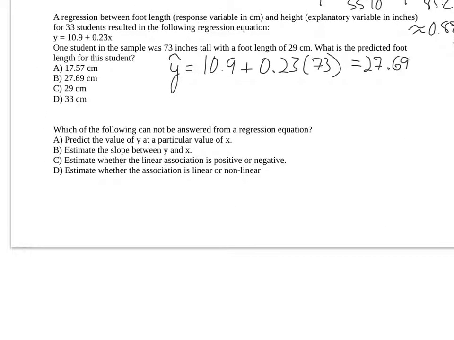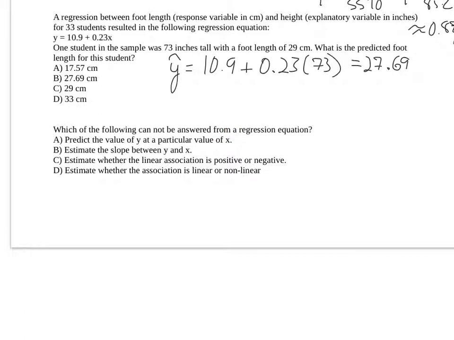Alright, and finally, which of the following cannot be answered from a regression equation? Remember, something like this. Predict the value of y at a particular value of x. Well, we just did that, so we know we can do that. Check. The slope between y and x, well, we already talked about how the regression equation is the intercept plus the slope times the explanatory. So there's the slope. We know the slope then, so we got that.